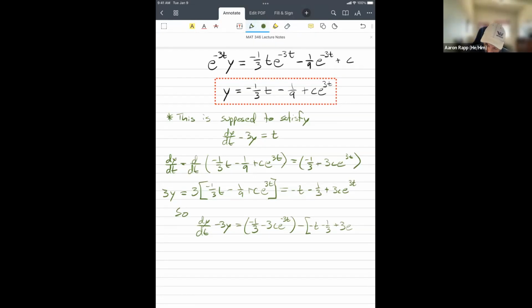I'm just rushing because I know the time and I know y'all want to get out of here. But the point is, you plug it in, I distribute that negative through, so I have -1/3 plus 3 times c e to the 3t plus t plus 1/3 minus 3 times c e to the 3t. Everything cancels out, and I'm left with just t.